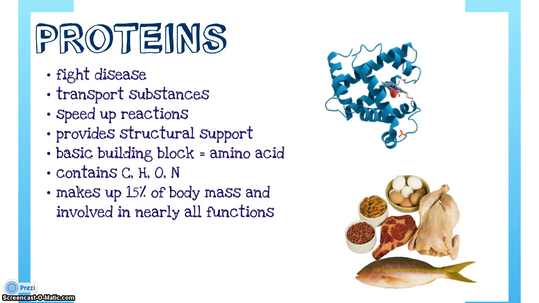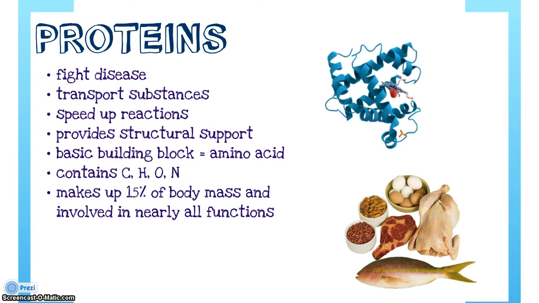The third category of macromolecules are proteins. The examples would be chicken, beans, eggs, and fish. They do have four main functions. One is to help fight disease. The second is to transport substances. The third is to speed up reactions. And the fourth is to provide structural support, which would be like in your hair, nails, and your skin.